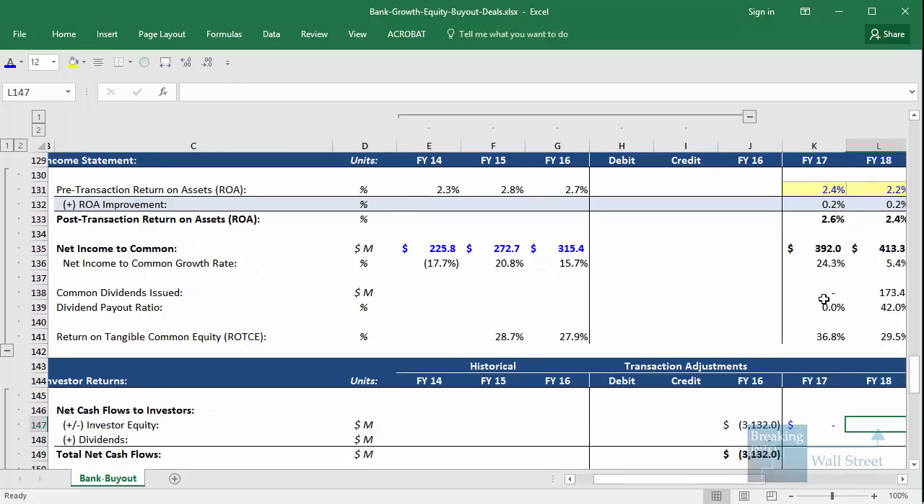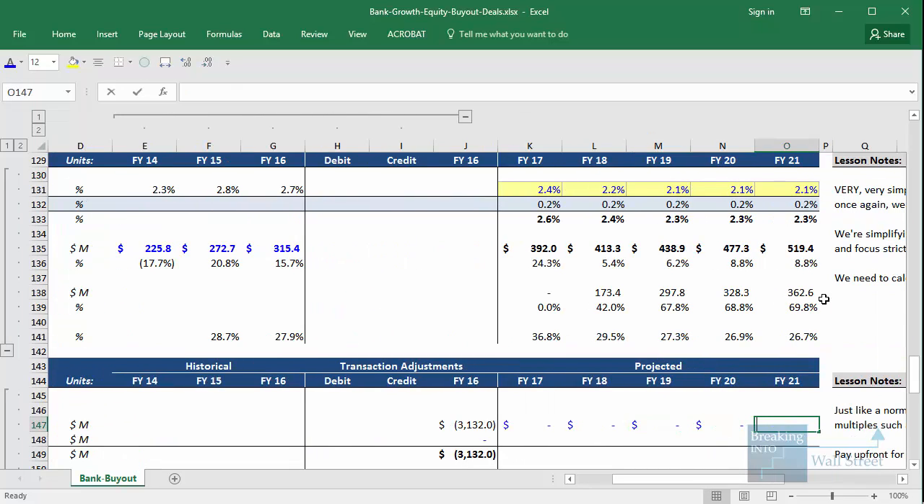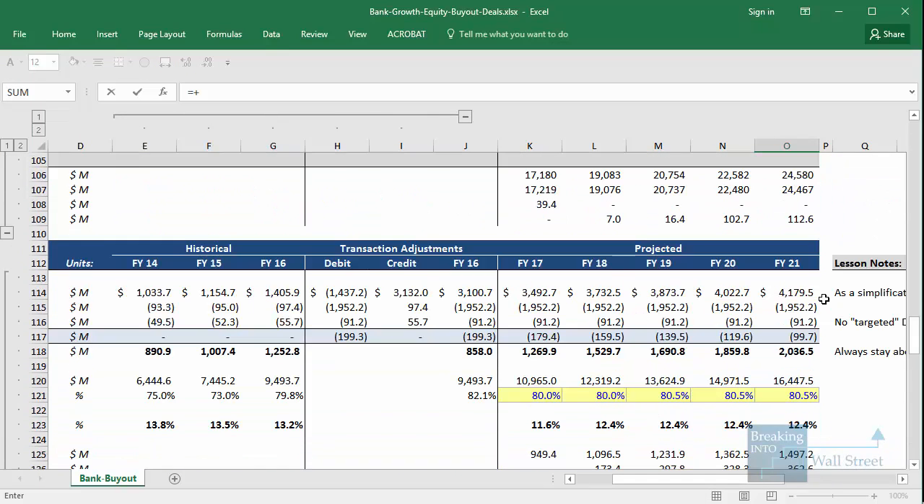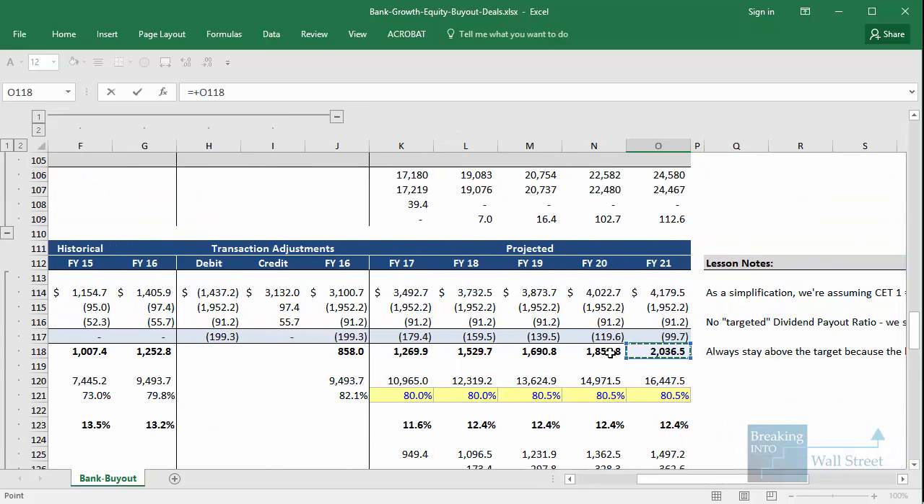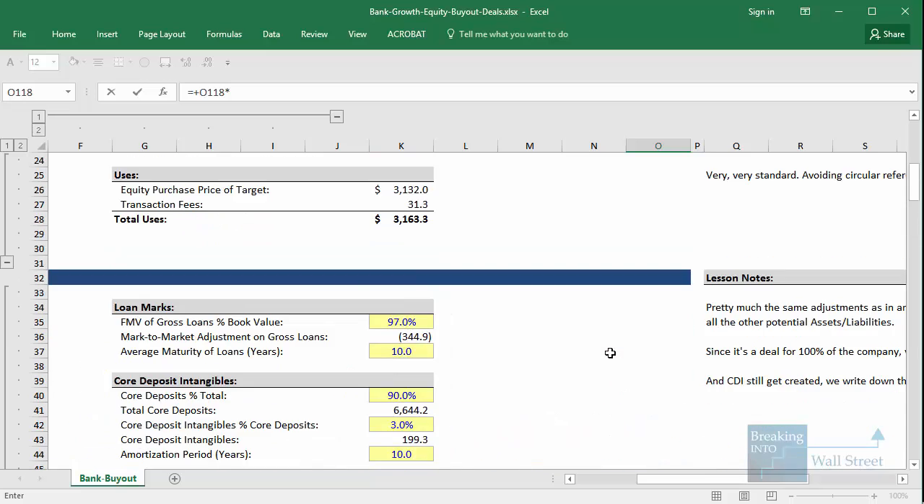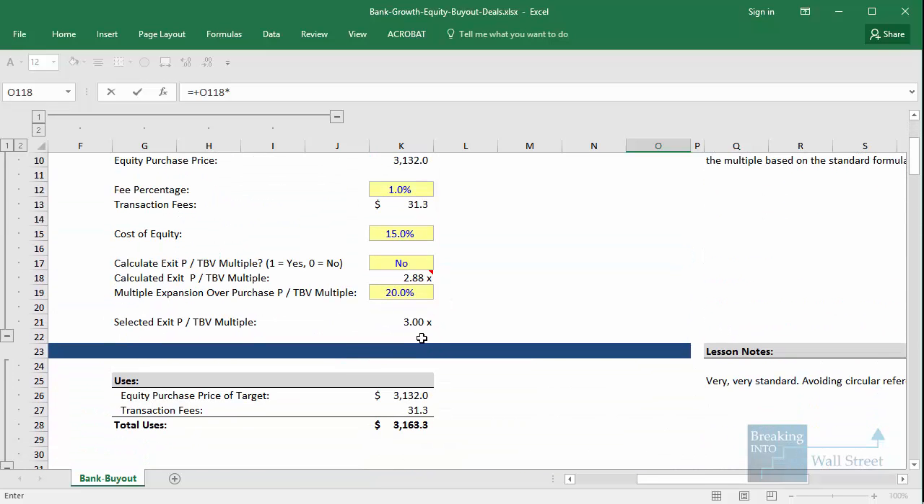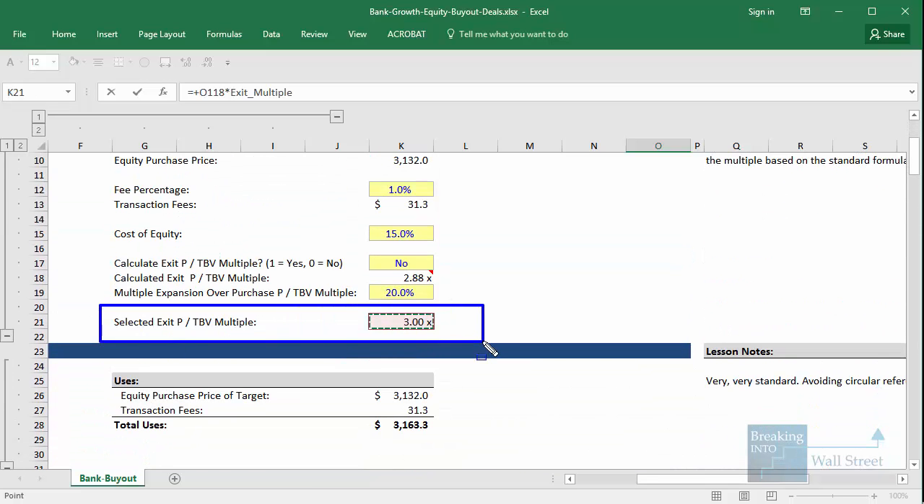Now, for the rest of these numbers for investor equity each year, I'm just going to enter 0 until the end. When we get to the end, we'll take the bank's tangible book value. We're assuming that its common equity tier 1 and tangible book value are roughly the same. Not true in real life, but for our simple approximation here, it's fine. And then we'll multiply by the exit price to tangible book value multiple that we selected from our assumptions in the beginning.